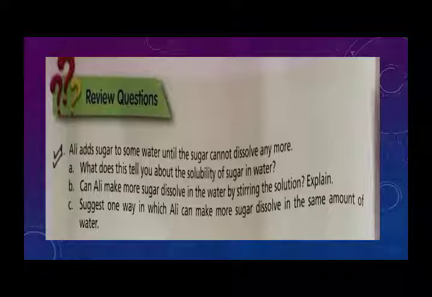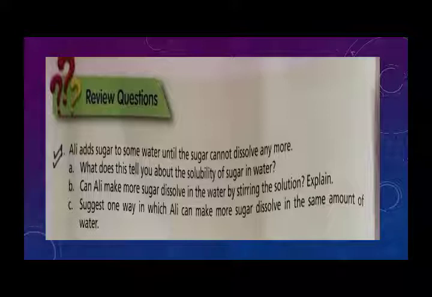Now they are asking, what does this tell you about the solubility of sugar in water? What is the solubility of sugar in water right now in this condition? Second, can Ali make more sugar dissolve in the water by stirring the solution? Do you think that by simply stirring the solution, Ali can dissolve more sugar in it? If yes, then explain your answer. If no, then explain your answer.